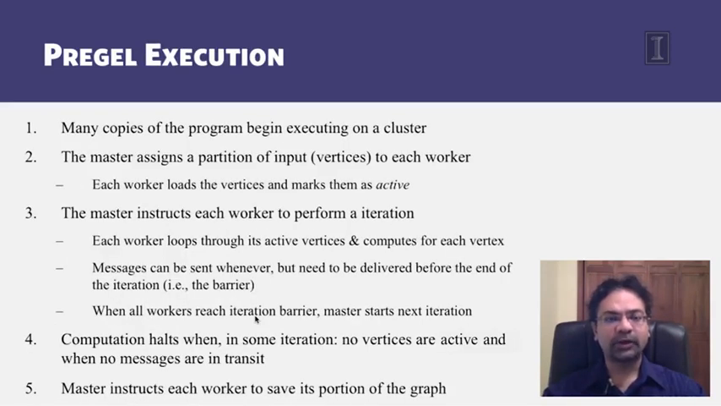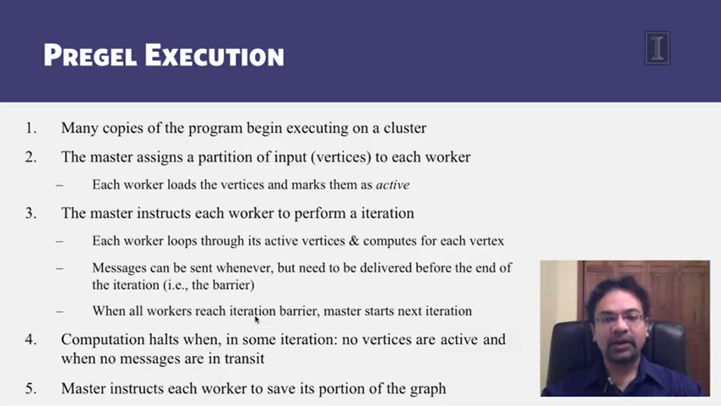So how does the Pregel execution proceed? Well, first of all, many copies of the program begin executing on the cluster. The worker daemons start up and the master daemon starts up. The master then assigns a portion of the input, that is a subset of the vertices, to each worker. Each worker loads the vertices from, say, the GFS or Bigtable and marks these vertices as active.